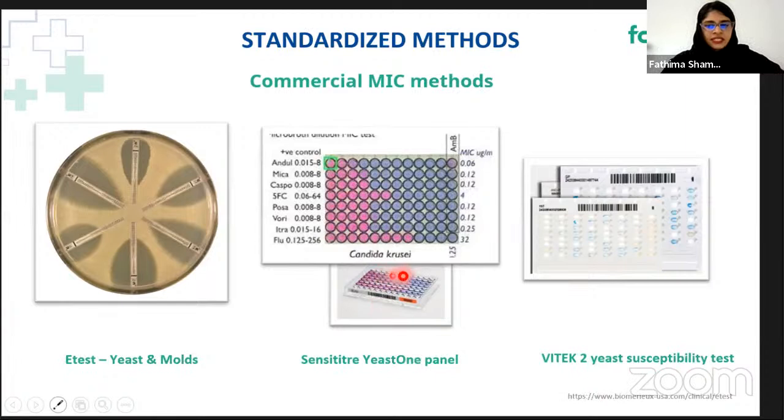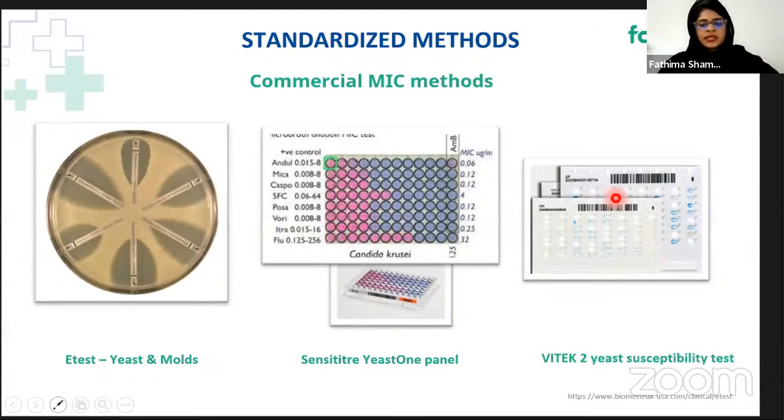Next, we have Sensititre Yeast One. This is a colorimetric microdilution test for determining the MIC of antifungal agents against yeast. Now, this is a rapid, reliable method for antifungal susceptibility testing. And next we have Vitek 2 yeast susceptibility. Now, Vitek 2 yeast susceptibility is a fully automated method for determining the MIC of antifungal agents against yeast. This is a rapid, accurate, and reliable method. This is also used in clinical laboratories around the world.